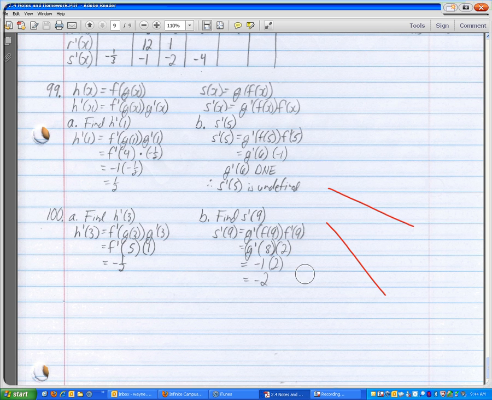All right, part B. S of x equals g of f of x. S prime of x then will equal, well, it's the chain rule again. Since g is our outer function, it'll be g prime of u times the derivative of u. Since u is f of x this time, the derivative of u is f prime of x. Now we need that because we're supposed to find s prime of 5. Like we did before, we replace all the x's with 5s.